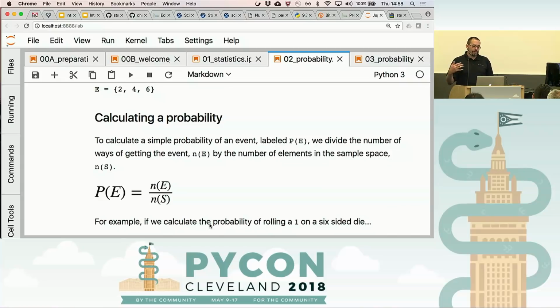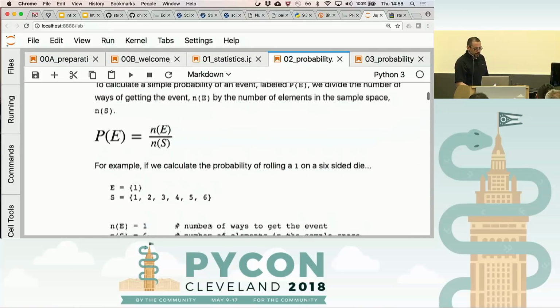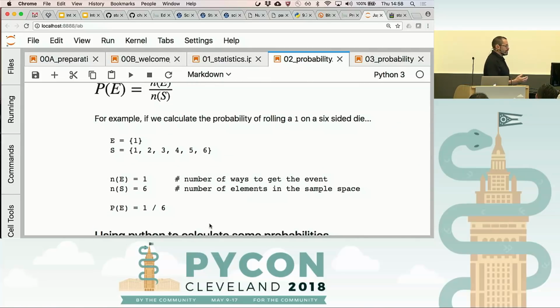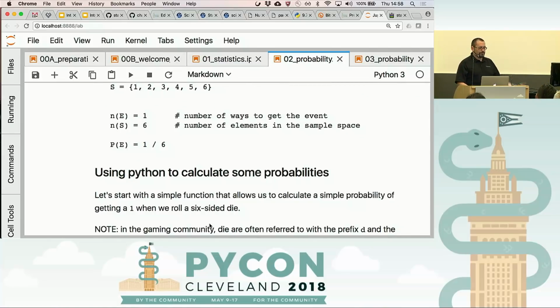Now, if I'm going to calculate a probability, this is pretty straightforward. I take how many elements are in my event, divide that by how many elements are in the sample space, and I get the probability. So the probability of rolling a 1 on a 6-sided die is 1 divided by 6. And that math turns out to be like 0.16 or something.